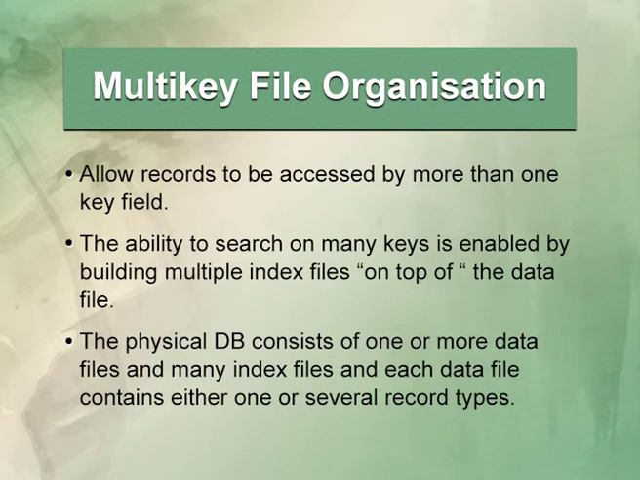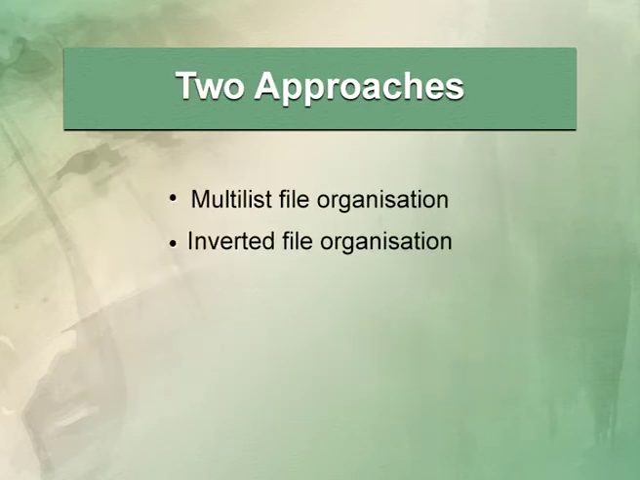The physical database consists of one or more data files and many index files, and each data file contains either one or several record types. So, how these things are possible, let us see. There are two approaches, one is the multi-list file organization and the other is inverted file organization. Both of them vary at one part, which we are going to see in the next slide.